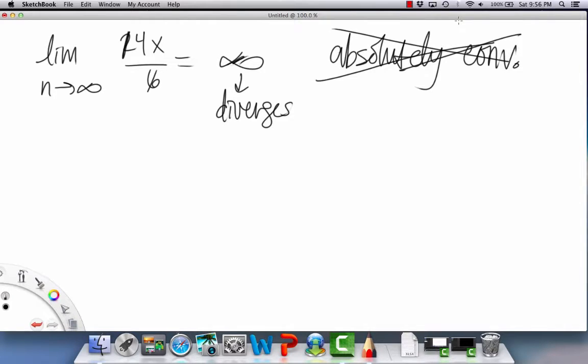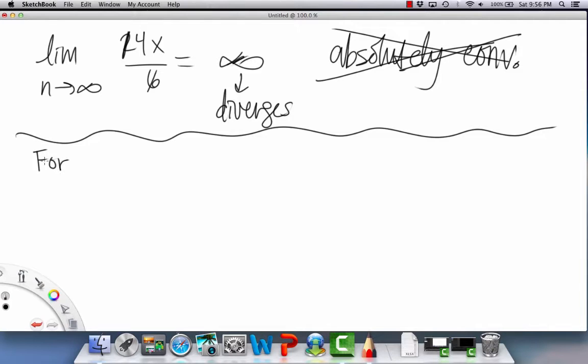Okay, so now let's check for conditional convergence. I know you might be thinking, wow, that was only the first part, and I'm thinking the same thing, but for these there's a lot of trial and error, and you have to try every single case. So now we're going to check for conditional convergence, and this is where we use the Leibniz test for alternating series.